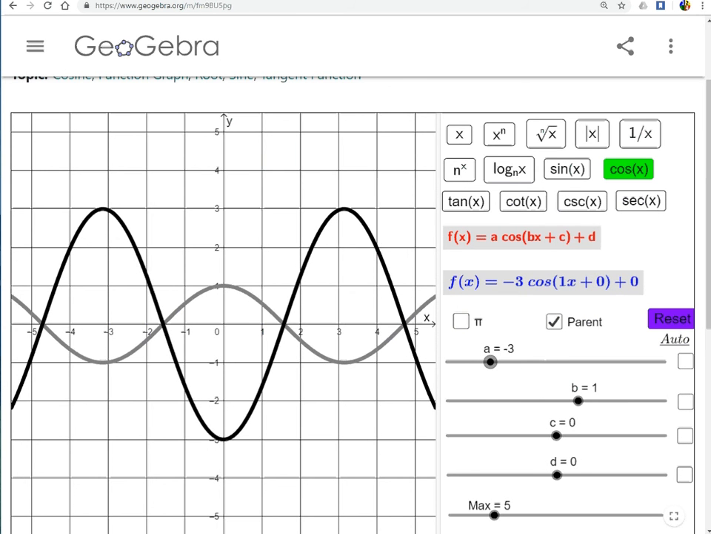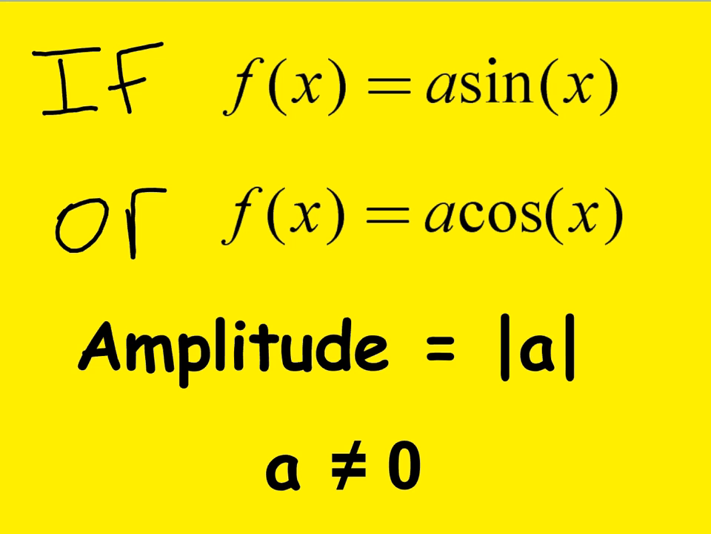So what are we ultimately getting at? Well, no matter what the number a is here out in front, whether it's 3, 4, 5, whatever, even if it's a negative number, the amplitude will just be the absolute value of that number. It is important to note that a cannot be equal to 0 because that will turn the entire trig function into 0, and it therefore will no longer be a trig function.